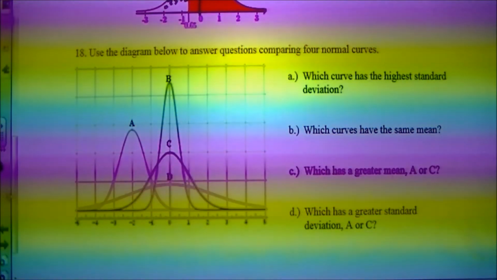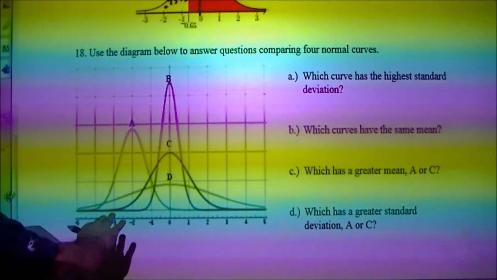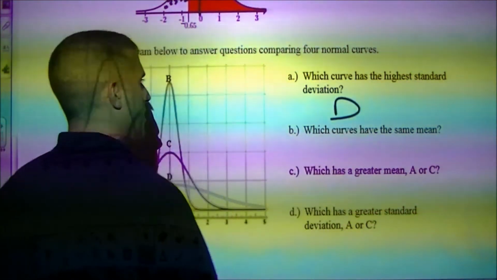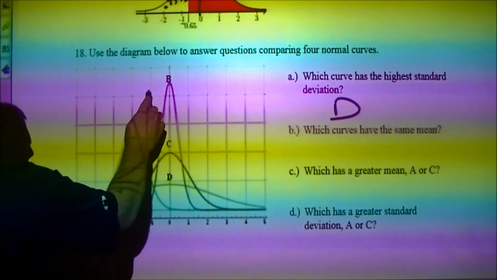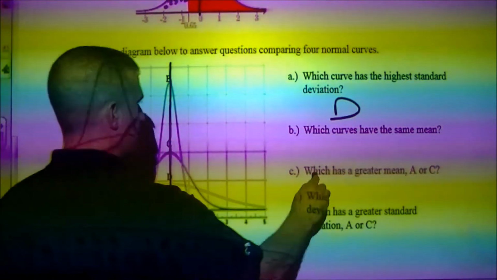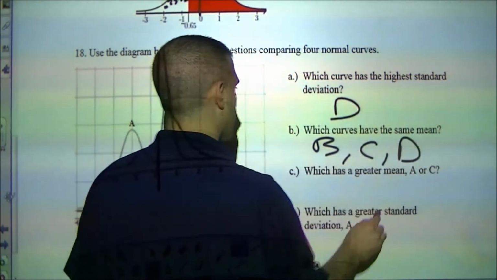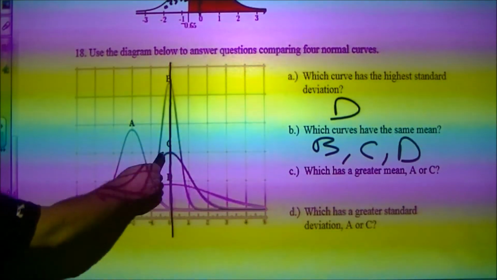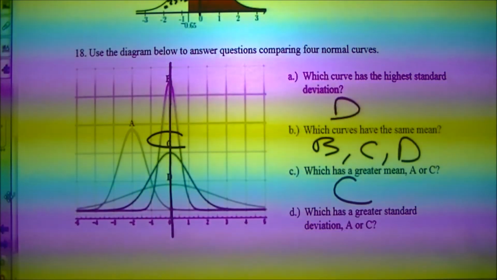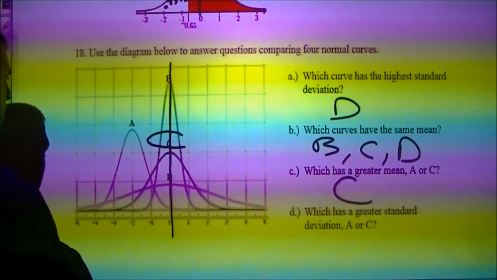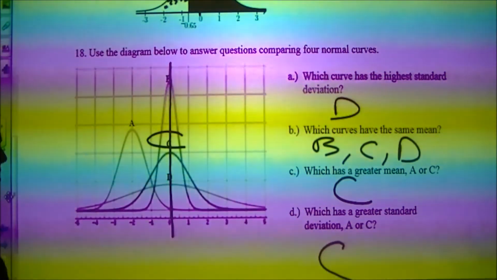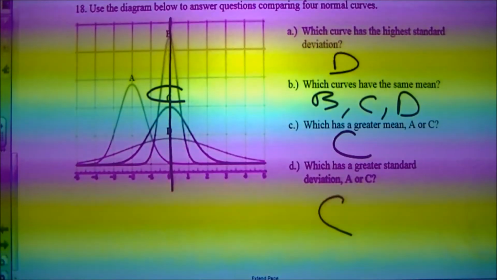Use the diagram. Which curve has the highest standard deviation? The highest standard deviation is going to be the widest one, so that's going to be column D. Which curves have the same mean? Those are going to be B, C, and D. Which has a greater mean, A or C? It's going to be C because it's further to the right. Which has a greater standard deviation, A or C? Since C is wider, C is going to have the greater standard deviation. So it's all about the width there.